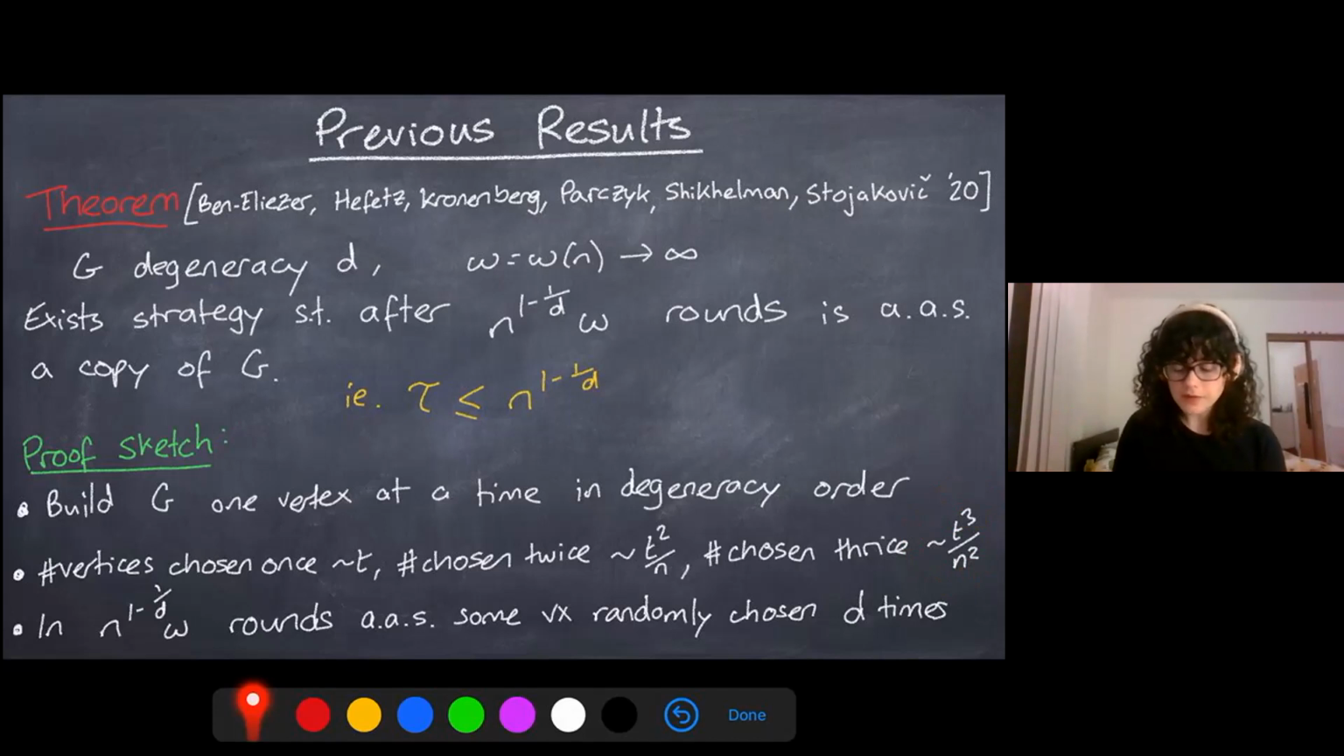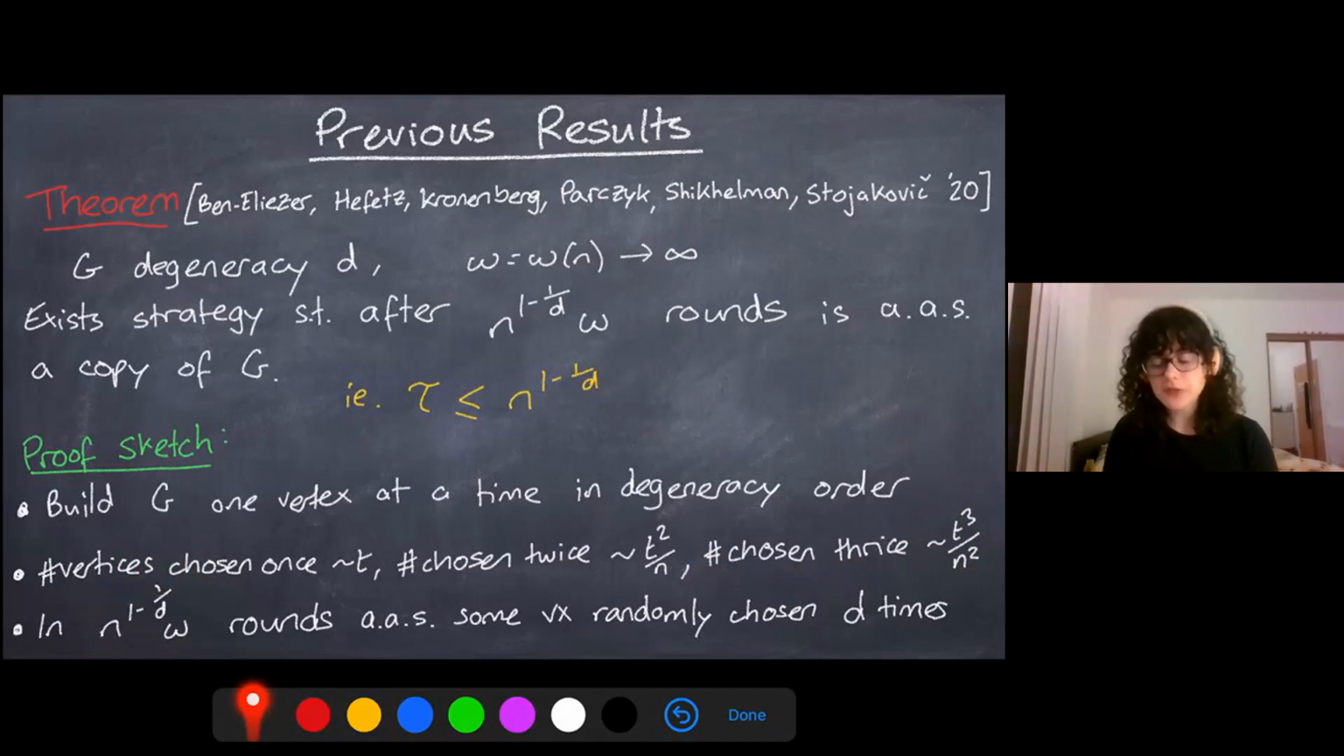This is how you get this T cubed over n squared. So in general, the number of vertices that are chosen D times will be like T to the D over n to the D minus 1. And so if T is like this, then asymptotically almost surely there is some vertex that was chosen D times, which is exactly what we needed. That was probably raced through a little bit, but that was a quick sketch of the basis of that proof.